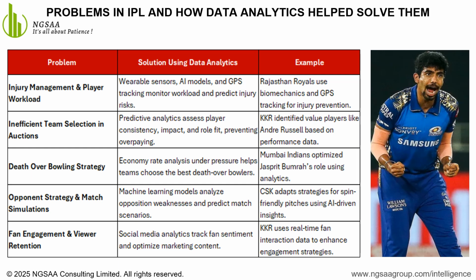Challenge: death over bowling strategy. Solution: economy rate analysis under pressure helps teams choose the best death over bowlers. Example: Mumbai Indians optimized Jasprit Bumrah's role using analytics. Challenge: opponent strategy and match simulations. Solution: machine learning models analyze opposition weaknesses and predict match scenarios. Example: CSK adapts strategies for spin-friendly pitches using AI-driven insights.